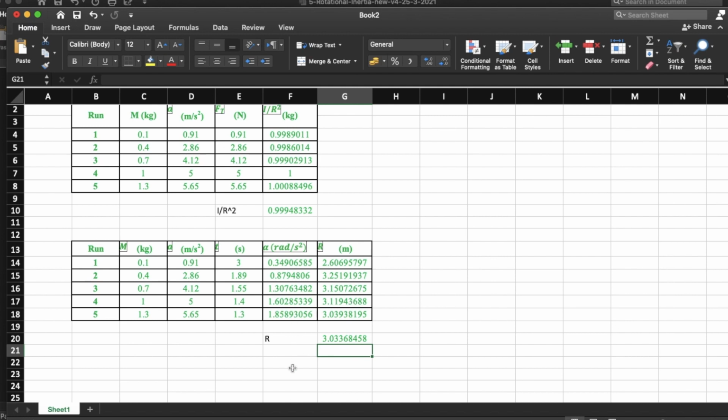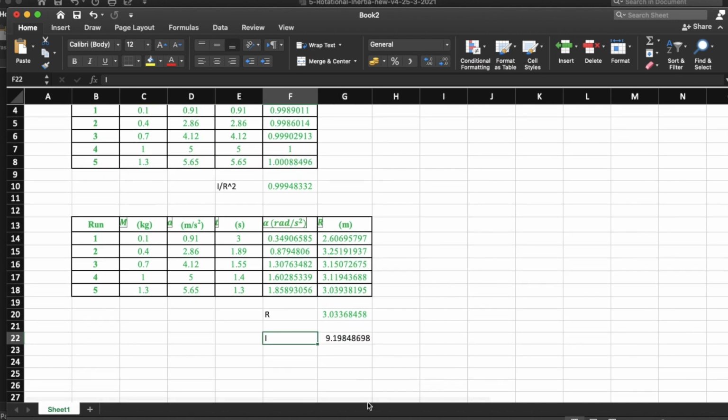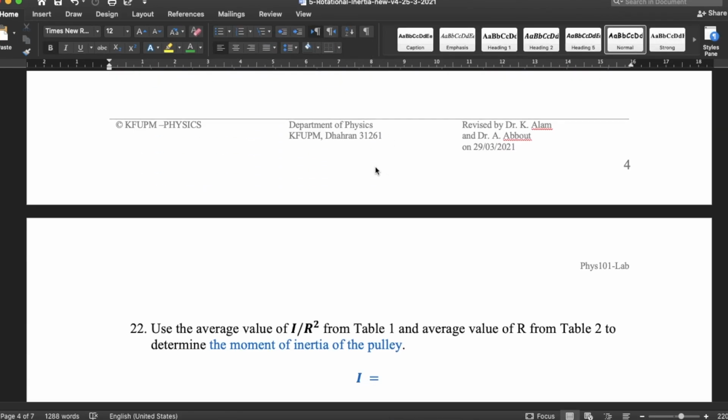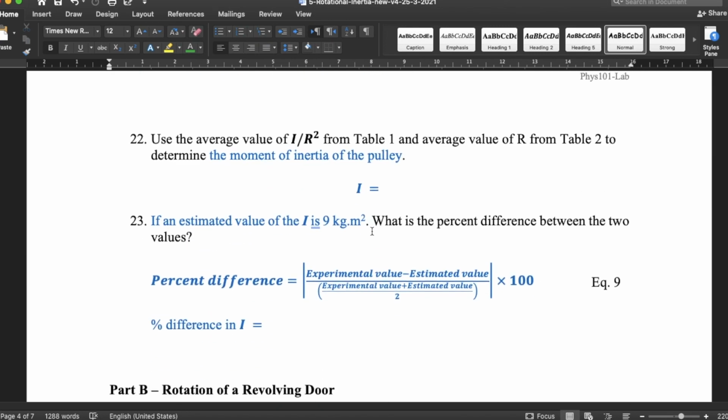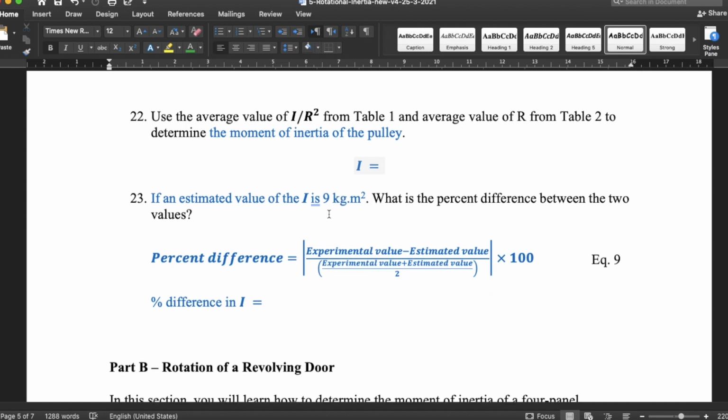Okay, then at the end, to find I, we will multiply this value by the radius squared. Okay. So in my case, this is I for the pulley, and so report the value of R in the data analysis section as well as I. Then I have to find the percent difference when the reference value or the estimated value of I is 9. And this completes part A.